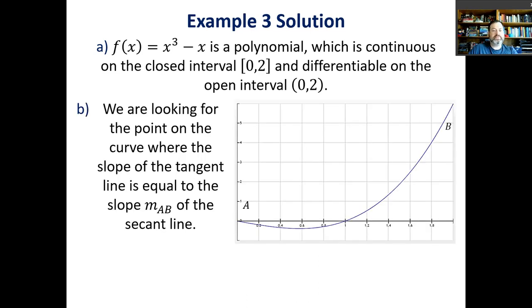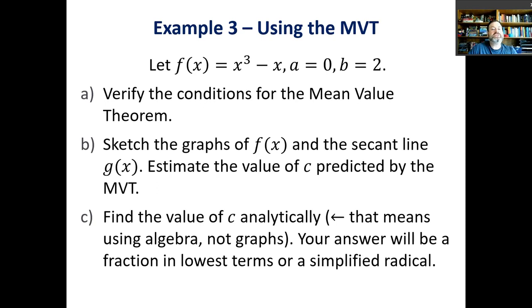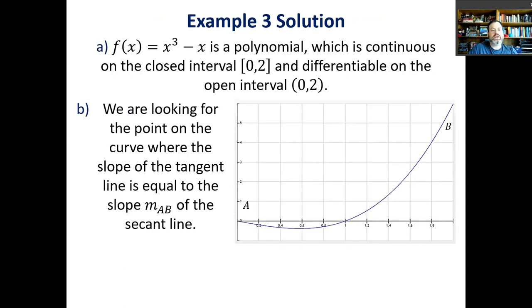Next up, oh, sorry, I forgot to read part B. Sketch the graphs of f of x and the secant line. Estimate the value of c predicted by the mean value theorem. Okay, so we're looking for the point on the curve where the slope of the tangent line is equal to the slope m_ab of the secant line. So here's the secant line.